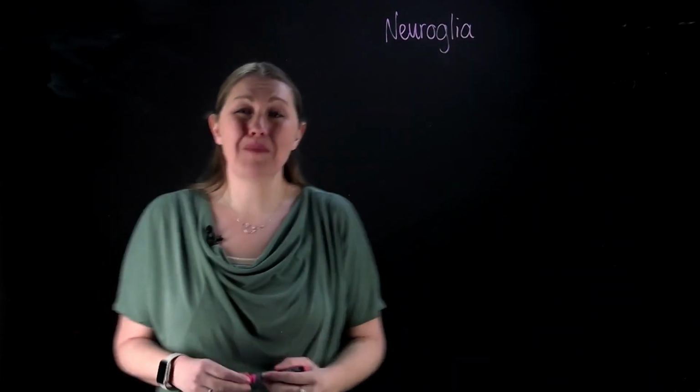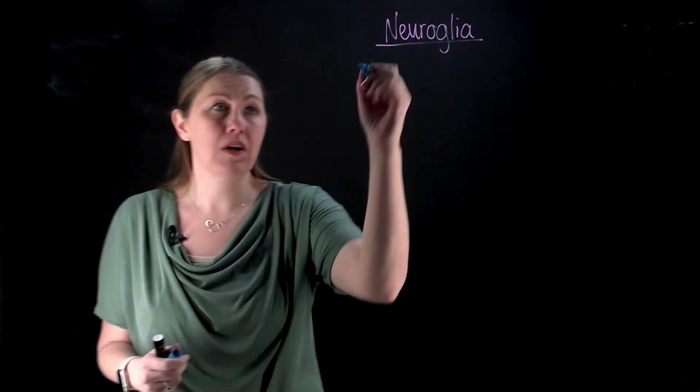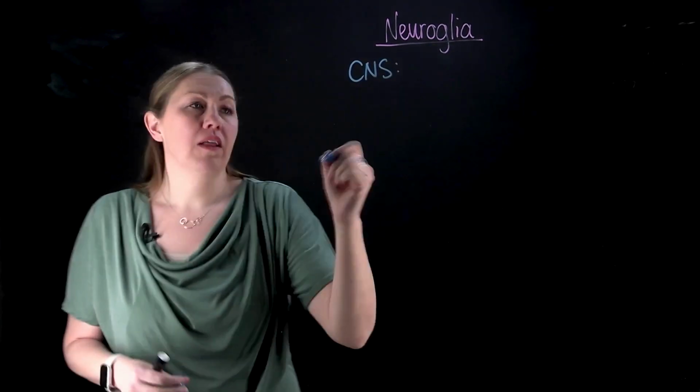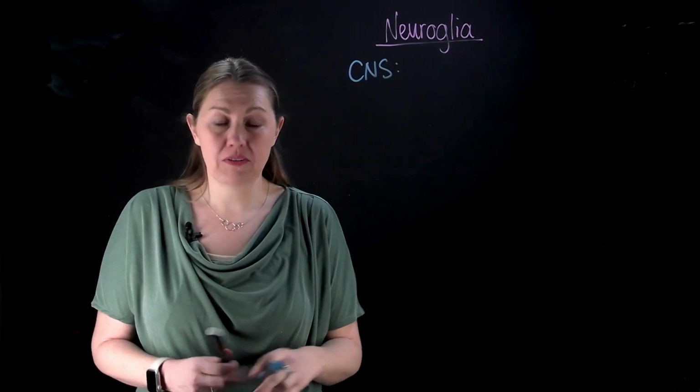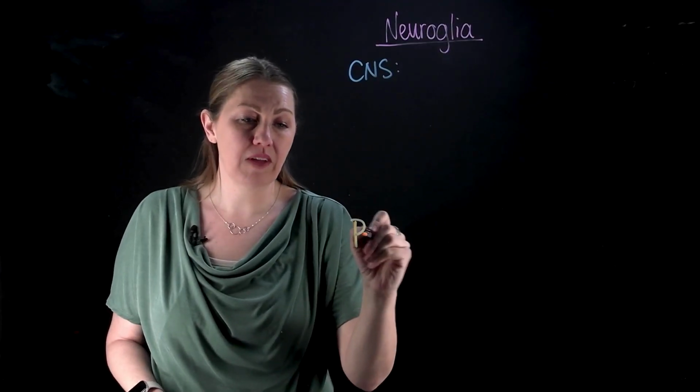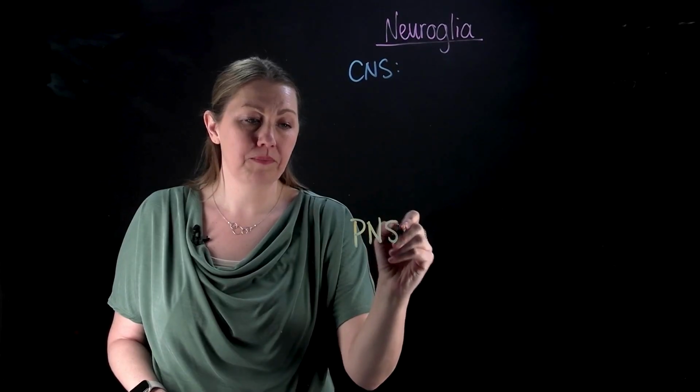So neuroglia, sometimes known as glia, are going to be separated out depending on where you're at. If you are in the brain or the spinal cord, we call that our central nervous system. So the CNS will have different neuroglia than what we'll have in the peripheral nervous system. So CNS is brain and spinal cord. Peripheral nervous system is outside of that. So we'll call that our PNS.